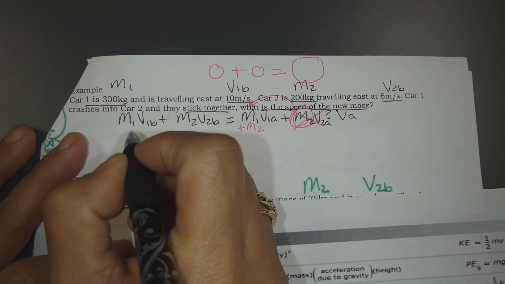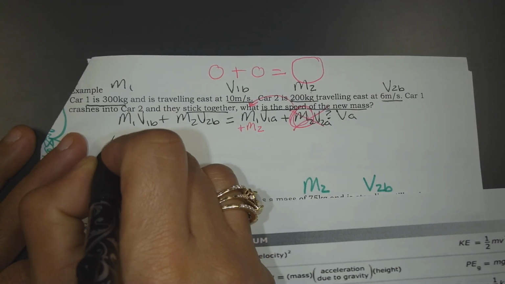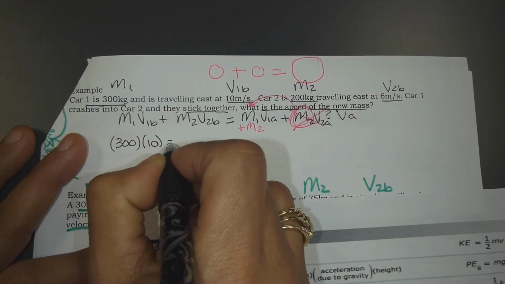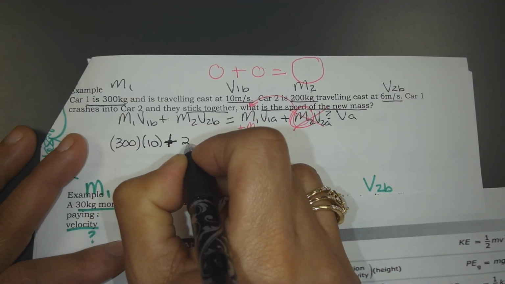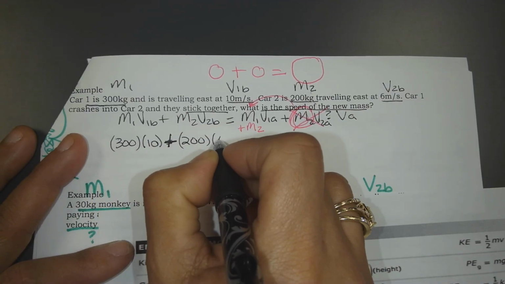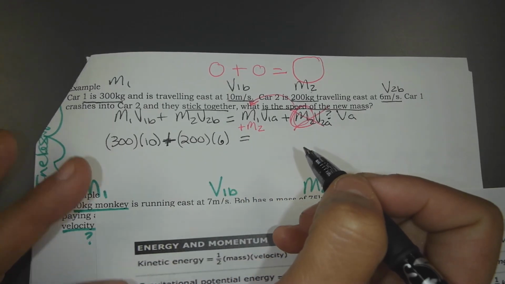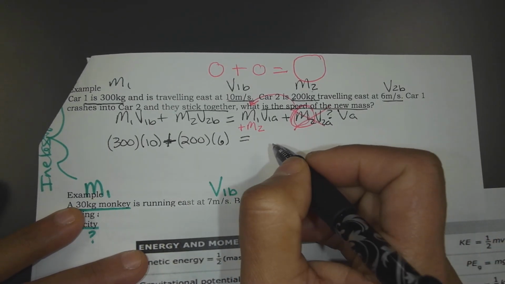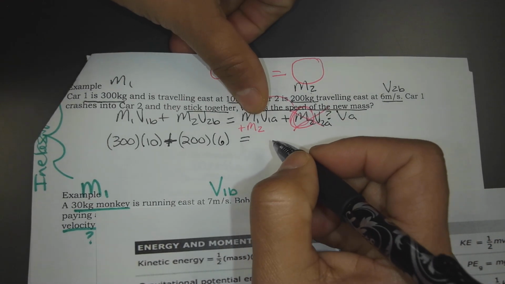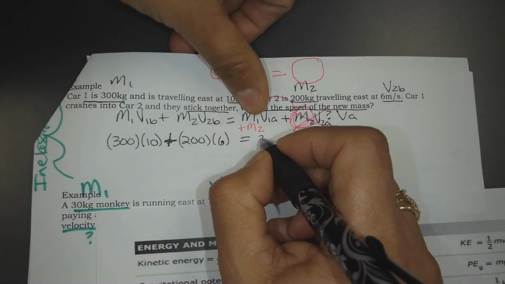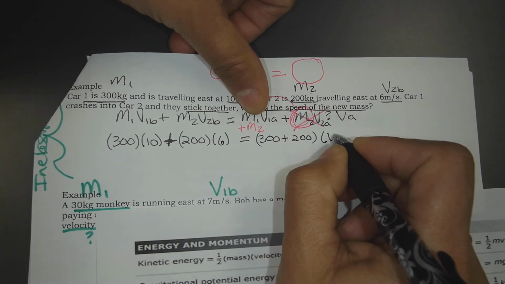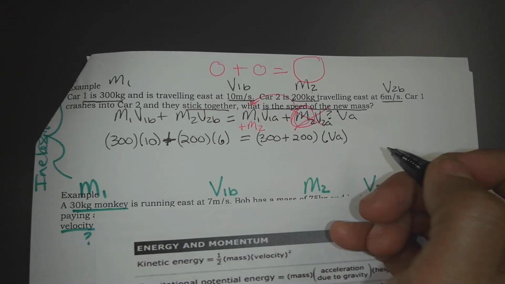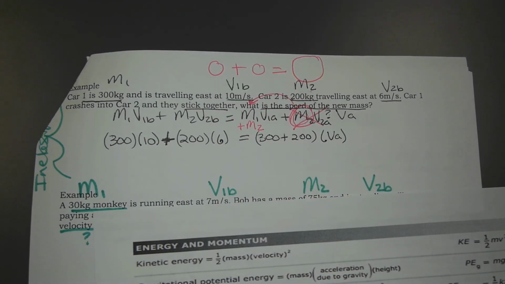Let's go ahead and plug in our numbers. 300 multiplied by 10 plus 200 multiplied by 6 now equals, the equals is my collision. And remember, M1 is going to be added to M2. 300 plus 200 multiplied by the velocity after the collision is my unknown variable. Okay? The velocity after the collision.